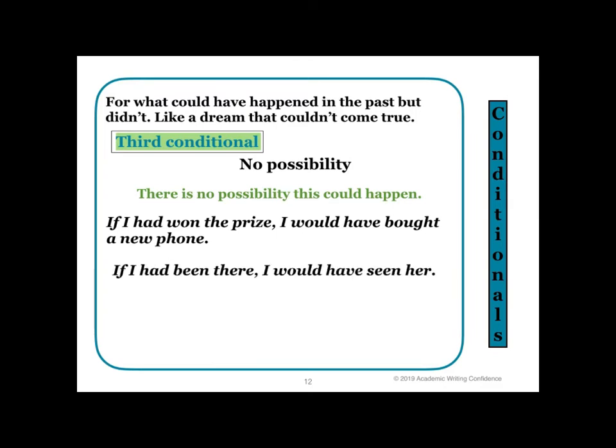If I had been there, I would have seen her. You were not there, so it was not possible to see her. But if you had been there, you would have seen her. Now in this third conditional type of sentence, the pattern is, if I had something, I would have something.